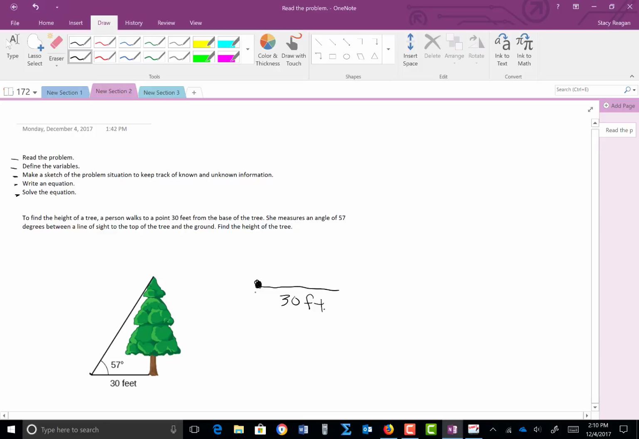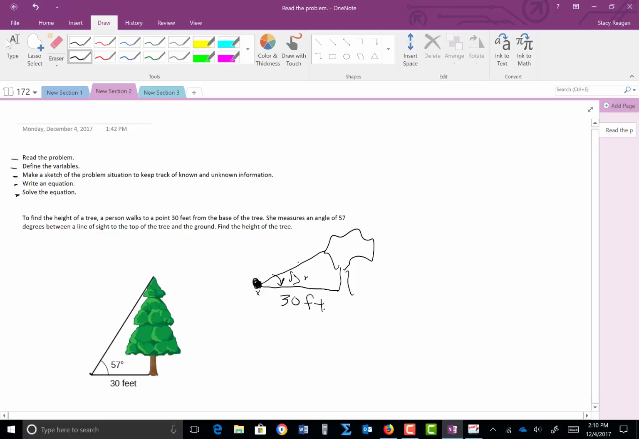And here I am, I'm standing here, I'm 30 feet from the base of the tree, which means that the tree is right here. So that's where they're getting their part of the picture. She measures an angle of 57 degrees between a line of sight to the top of the tree. Now, if I'm standing right here and I'm looking up at the tree, my line of sight is right here. So that's how they're getting that that's 57 degrees.